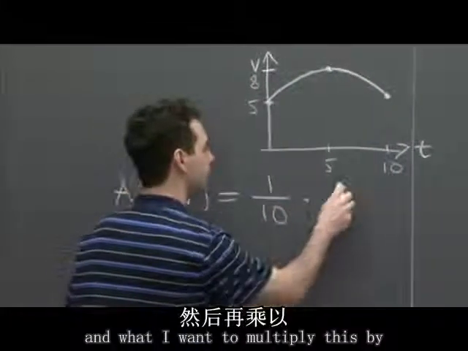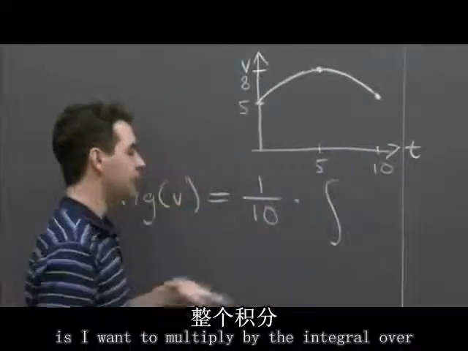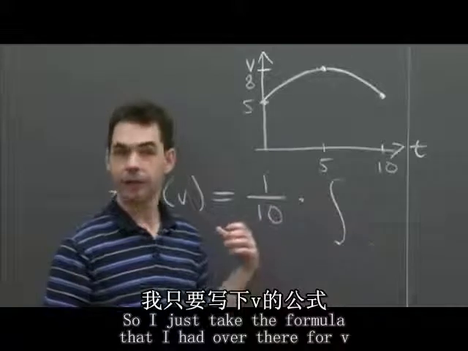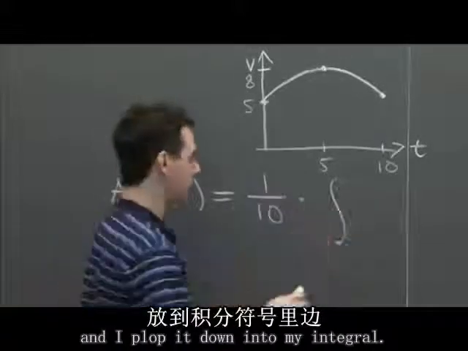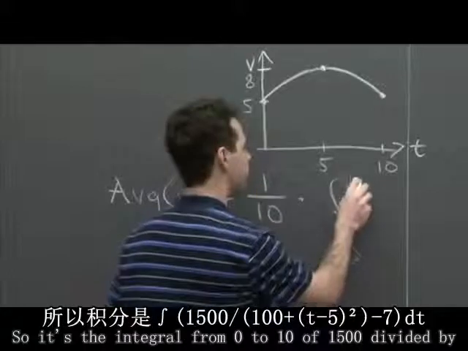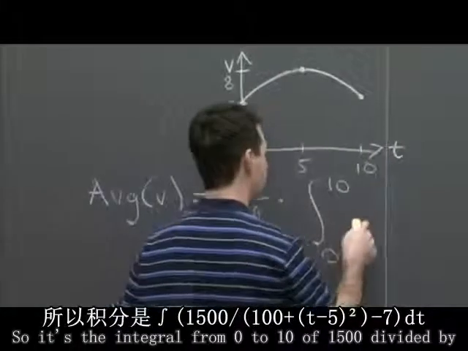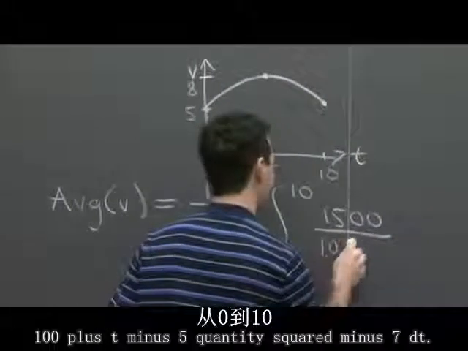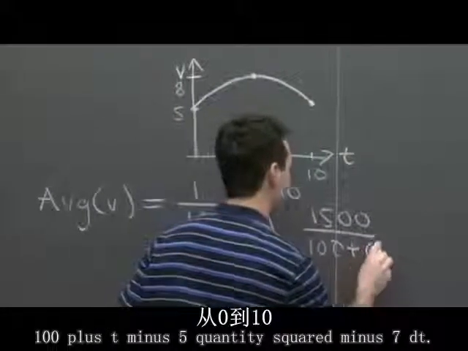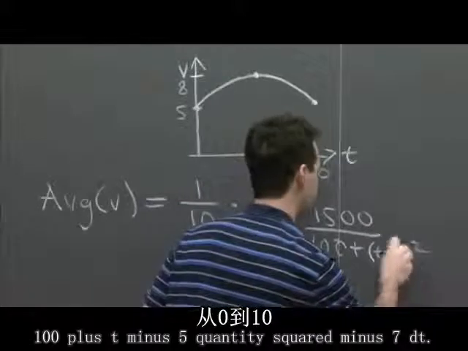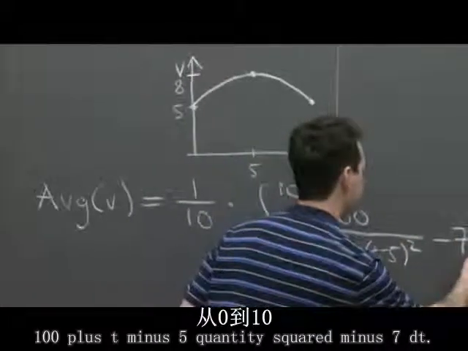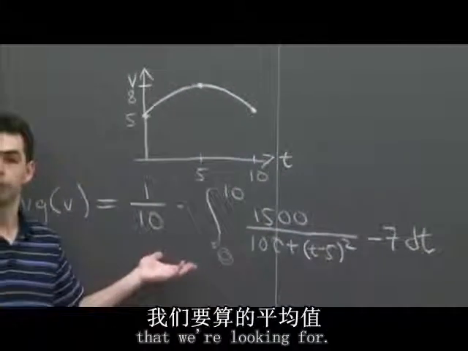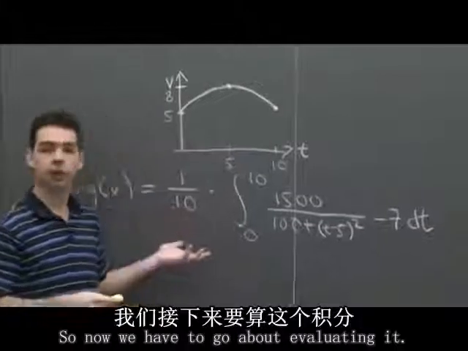And now what I want to multiply this by is the integral over this entire interval of my function v. So I just take the formula that I had over there for v, and I plop it down into my integral. So it's the integral from 0 to 10 of 1,500 divided by 100 plus t minus 5 quantity squared minus 7 dt. So this integral is the average value that we're looking for. OK, so now we have to go about evaluating it.